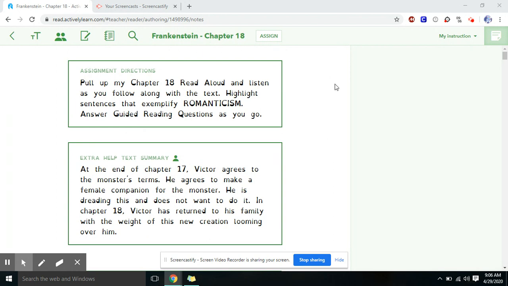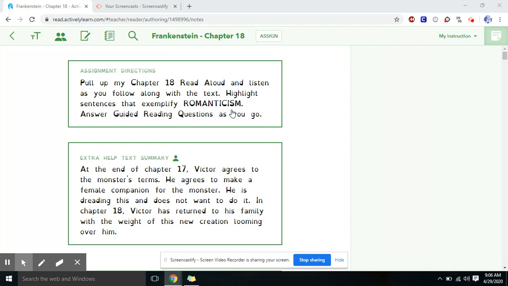Now, we've got a couple of things going on in this assignment. So we're going to read chapter 18. You can listen along as I read it, but there's also notes within the text. There are questions put in the text for you to answer. And we have one main task, which is to focus on sentences that exemplify or show romanticism. So if you say, I don't know what romanticism is, make sure you did the Nearpod from 427 and 428 so you can get that definition of romanticism.